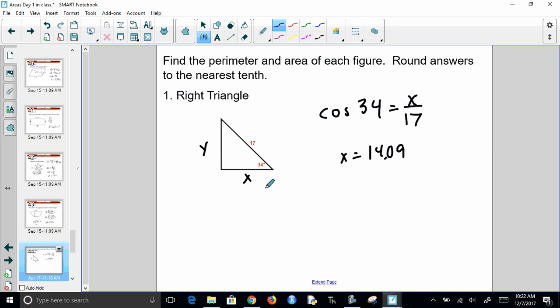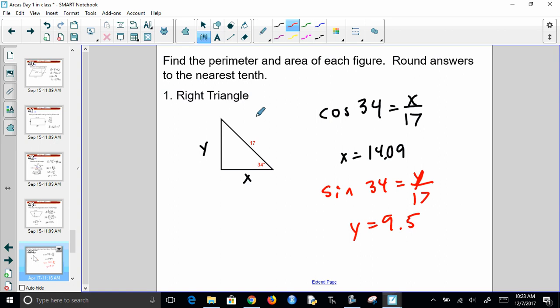That's good. And now if I want to find y, that's the opposite over hypotenuse. So I'm just going to switch colors just to differentiate. Sine of 34 is going to be y over 17. And so I'm just going to do 17 times the sine of 34. And now our y is 9.5.